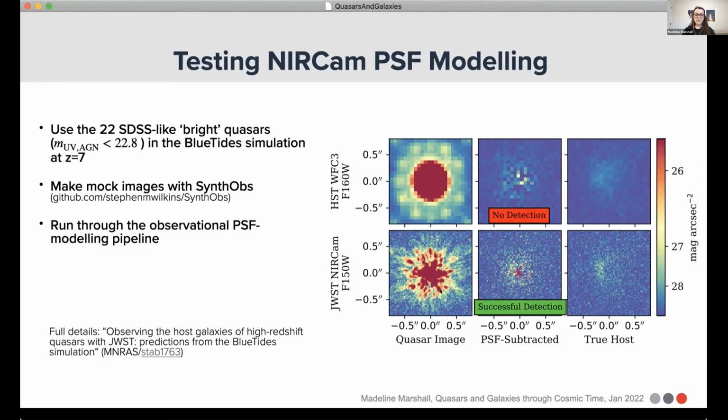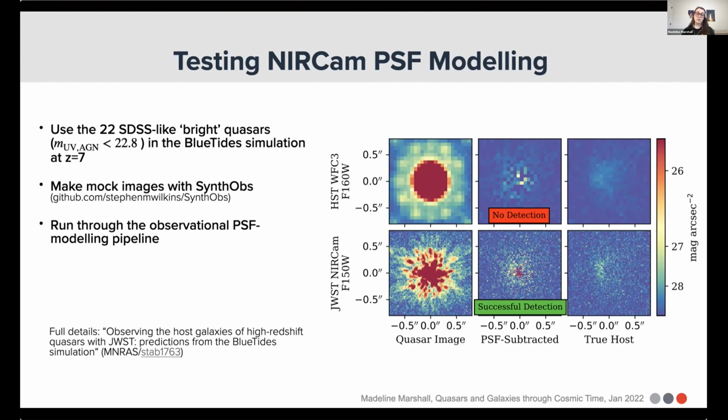So if we pass this through our subtraction pipeline, we get no detection here, but we actually do successfully detect the host statistically. And then on the right, we have the host image that we're actually searching for. The key thing here is to understand that we're trying to find something that looks like this underneath this. And this, I really think, amplifies the enormous task that we're trying to undertake by doing this PSF subtraction. But regardless, it looks like it will at least be successful for Webb.